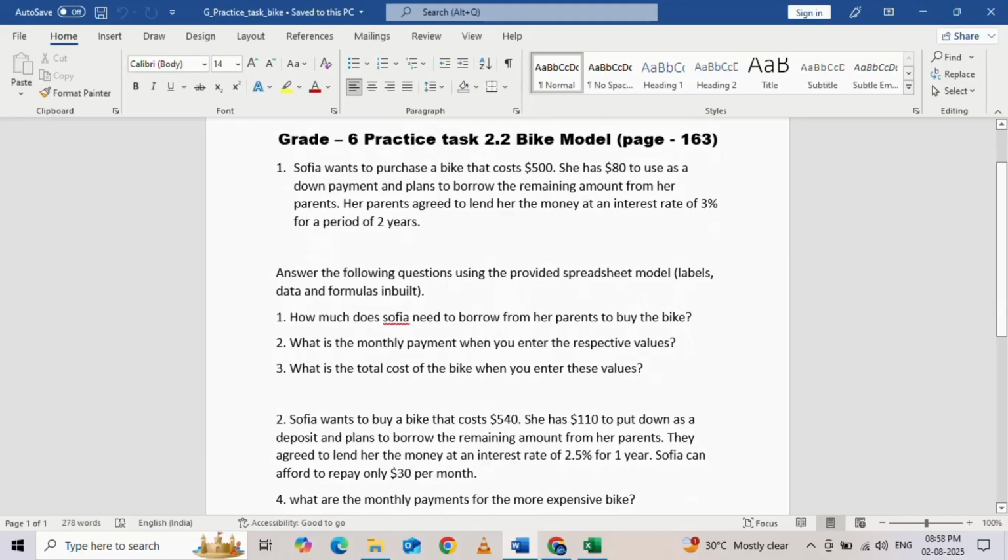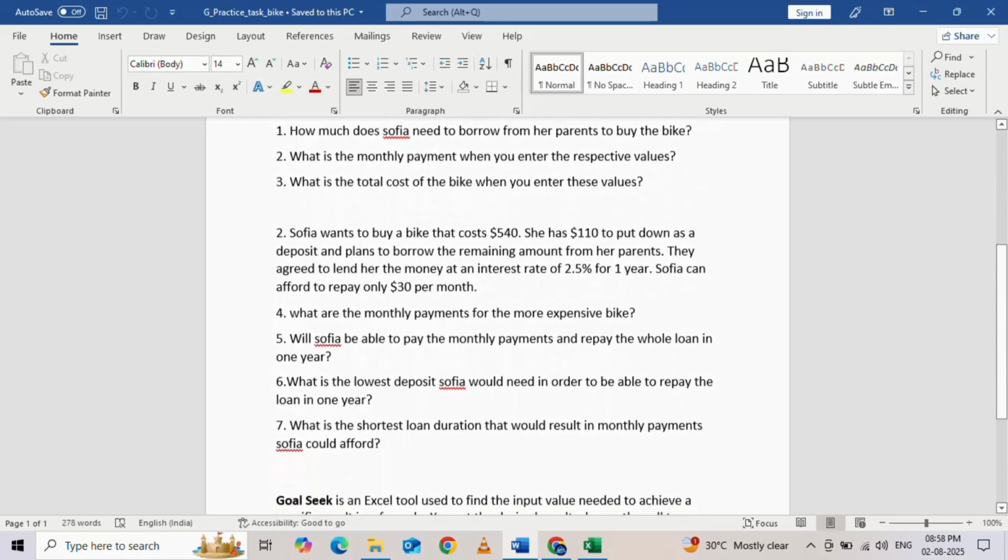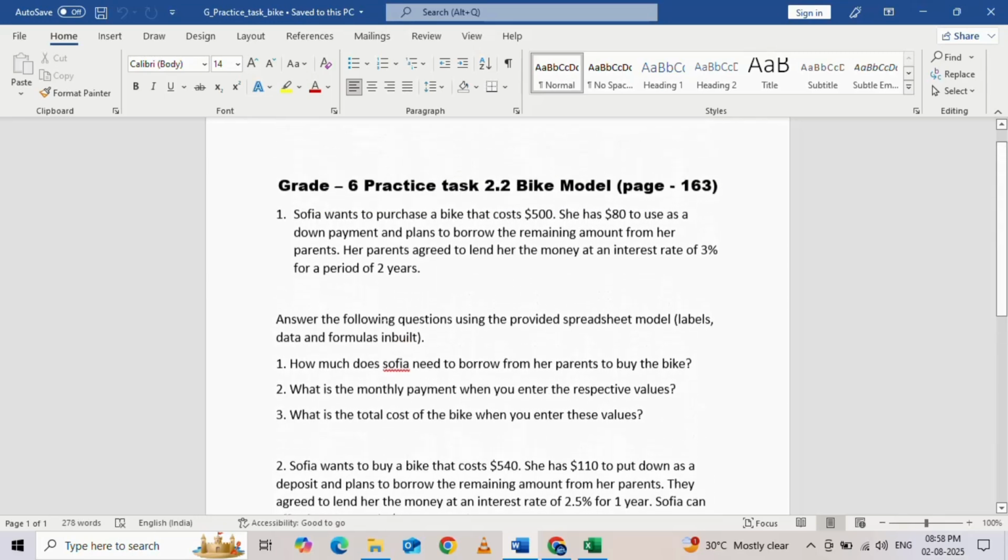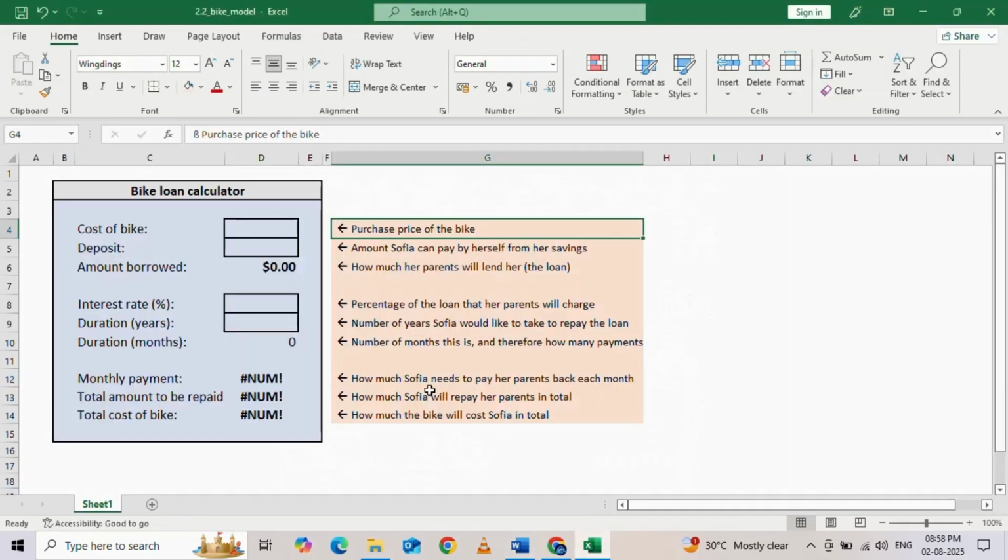Hello everyone. In this video, we'll solve a task related to spreadsheet formulas, functions, and goal seek. Here is the task, and here are the questions we need to solve. And we are provided with the model as well. This is a spreadsheet model.